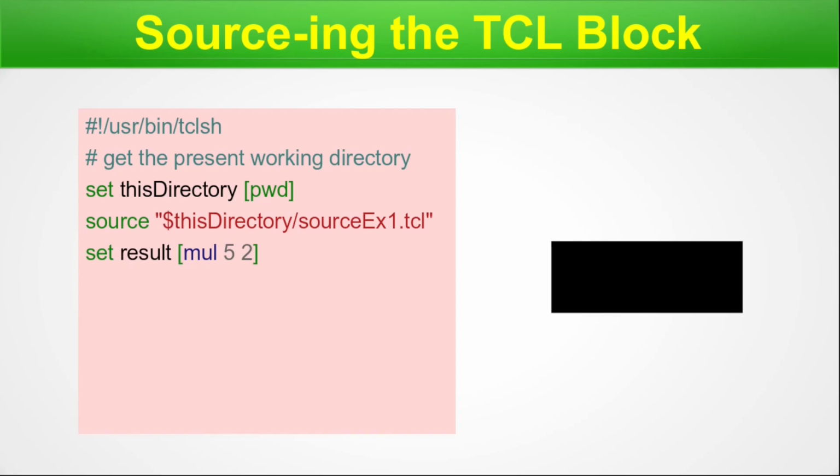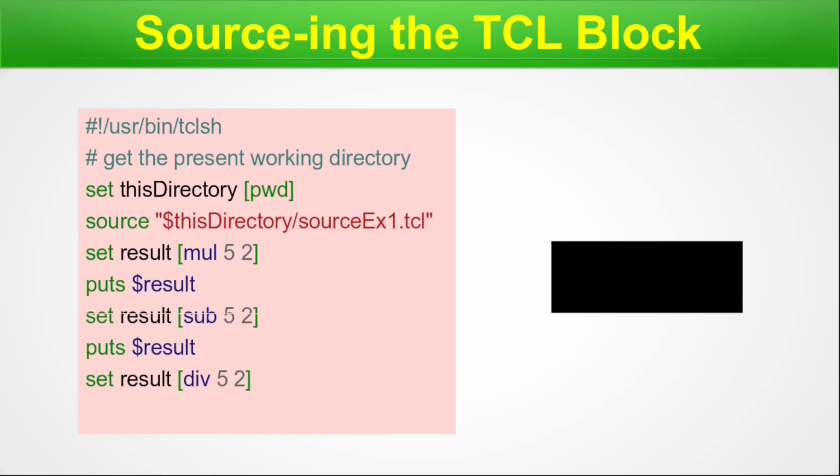And here next we call the procedures that we have defined in ex1.tcl. We give two arguments 5, 2 and we print the result. Next we give sub then 5 and 2 and then we print the result. Next we use the division with the arguments 5 and 2 and we print the result. I hope you can recall this thing. I have already used this same code in the namespace episode. You are already familiar. So let's see the outputs now.